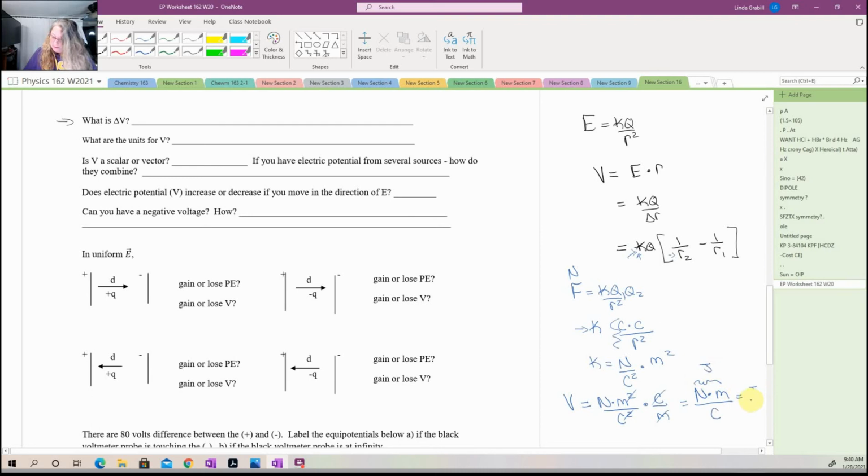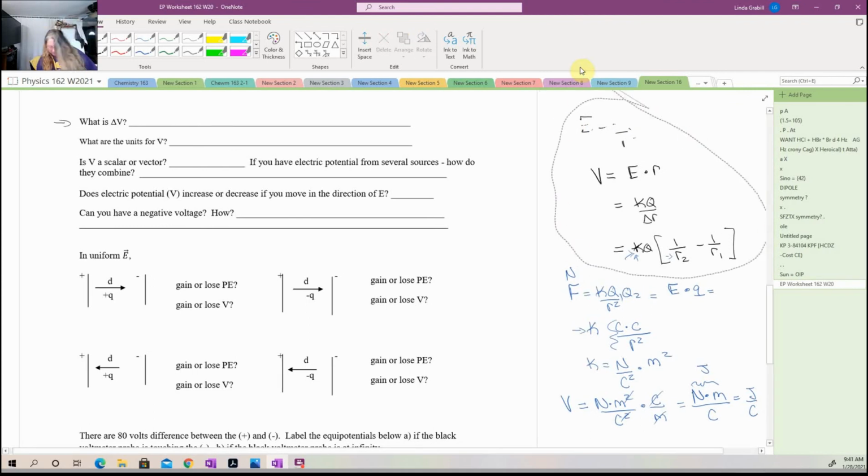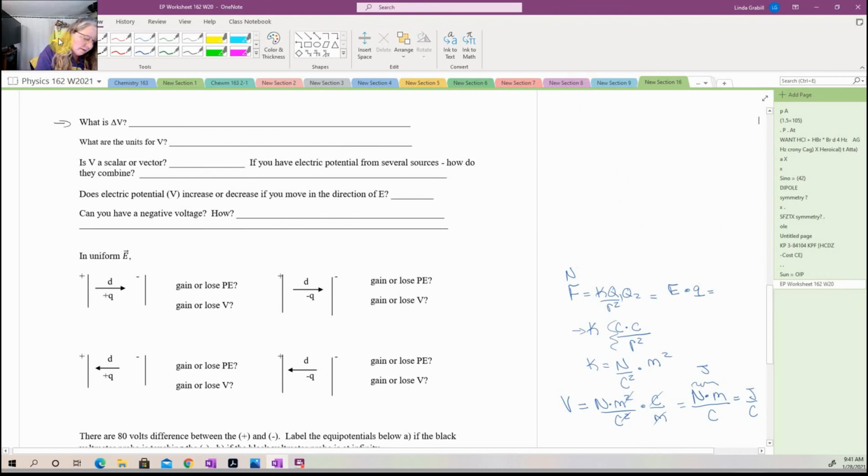So what do I have? Potential just says the amount of energy that is possessed in a field per the charge that interacts with that field. Much the same as what we talked about with electric forces and electric fields. Electric force, the other way we wrote that, was that I have this electric field times a Q. And we wrote that out in terms of its units.